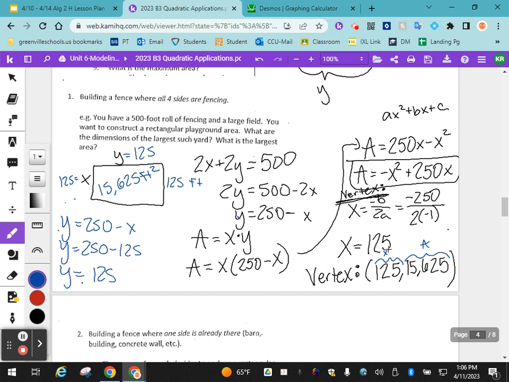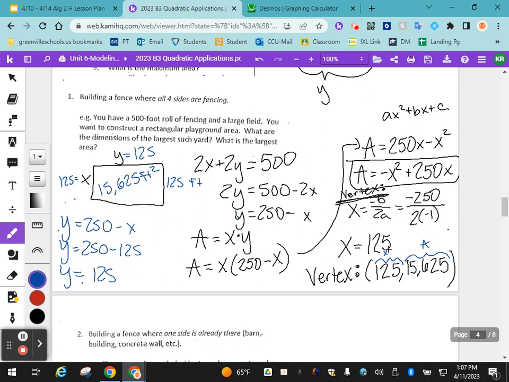So what are the dimensions of the largest yard? Well, if it's a regular yard, the way to optimize it is a square. You learn that in geometry. The biggest amount of area you can fence in with the least amount of fencing is always a square. Why is the area the Y? Because it's an area equation.